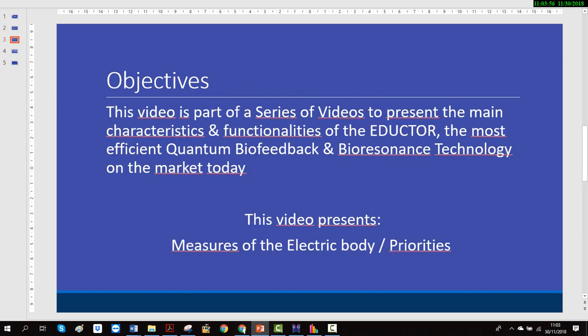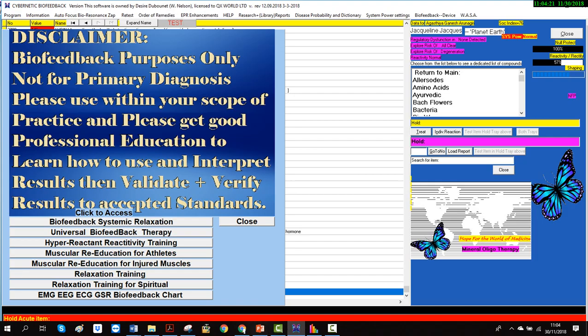And the objective of this presentation: this video is part of a series of videos to present the main characteristics and functionalities of the EDUCTOR, the most efficient quantum technologies on the market. This video will present how we measure the electric body of the client and how we set the priorities. So I'm going right into our screen, where I have redone a test with a real client.